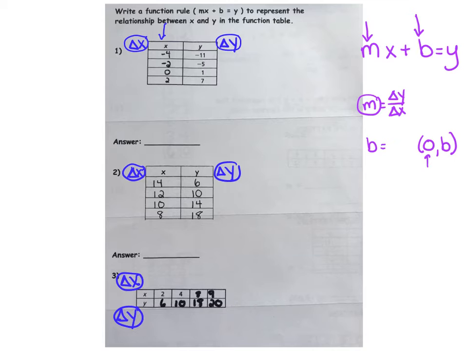For example, let's start with our first table. As we go from negative 11 to negative 5, we increase by 6. From negative 5 to positive 1, same thing. And from 1 to 7, it's a gain of 6. And as we move down this side, it's a gain of 2. From negative 2 to 0, it's a gain of 2. And finally, a gain of 2.